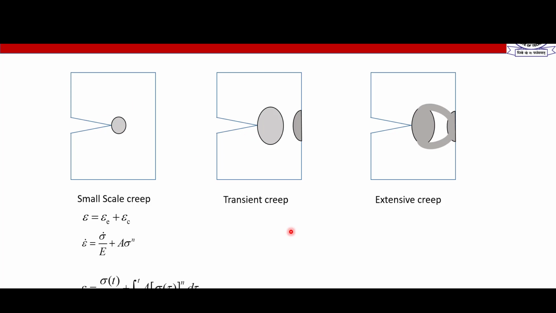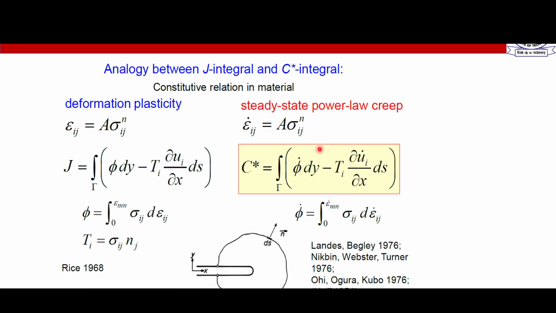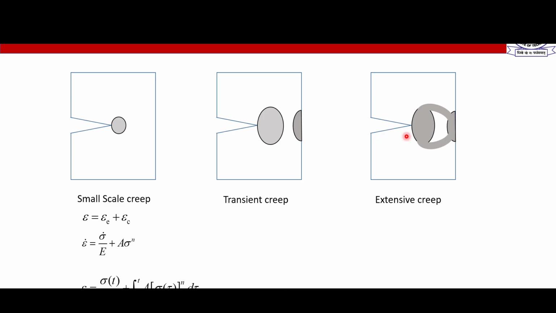So these are the situations. The C star integral which we discussed here is only applicable in extensive creep, meaning you can apply it anywhere, no problem. But it will be path independent only when the material is deforming extensively in creep, where elastic strains are so small that they can be ignored.